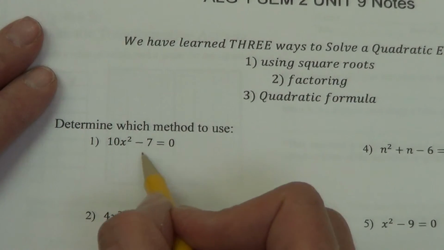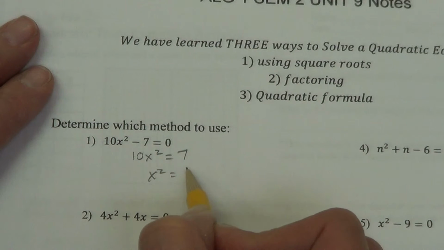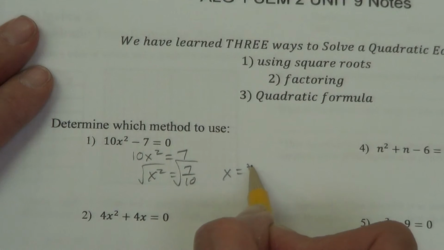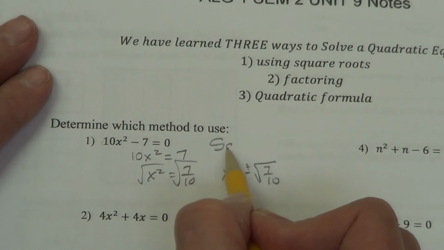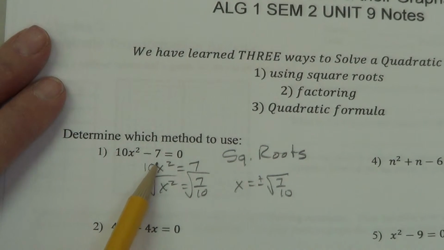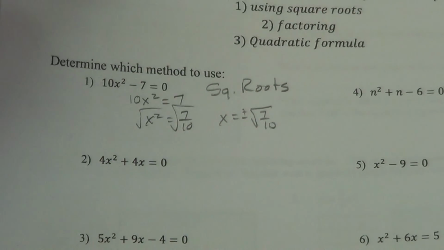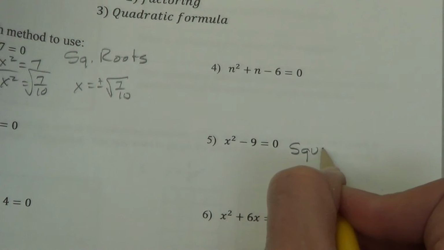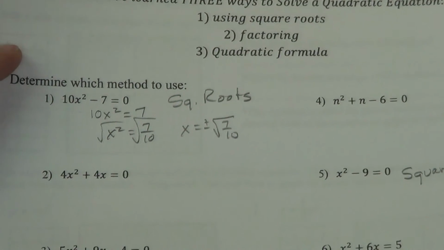So in this case, we could go 10x squared equals 7, x squared equals 7 over 10, square root, and we get that x equals plus or minus the square root of 7 over 10. So that one we use the square roots with, because it was just the x squared and then a constant. Do you see any others on this page where it's just a square and a constant? If you said number 5, then you're correct. That should be labeled square root. That would be the method to use there.